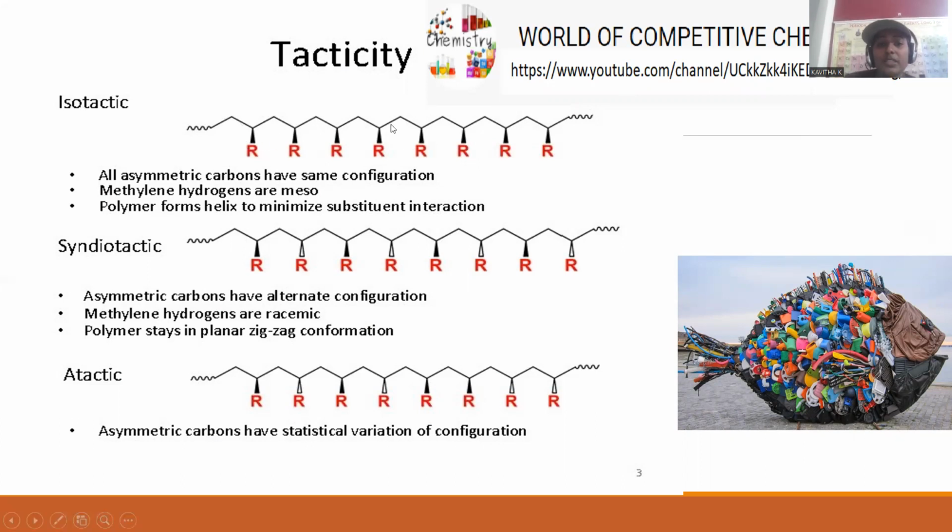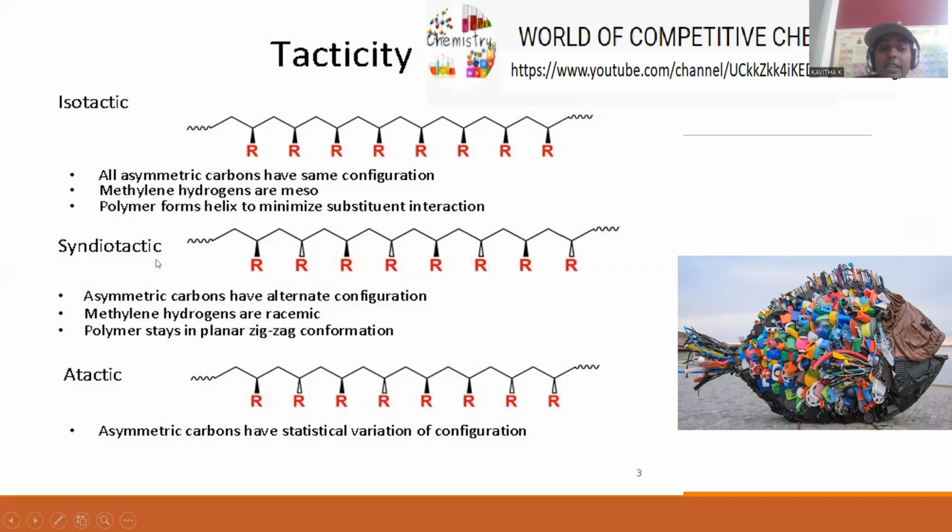If you observe the long chain polymer, all the R groups are denoted with wedge bonds only, thick bonds only. That indicates all these alkyl groups are lying towards the viewer, meaning all are on the same side. Iso means the same side. That's why isotactic denotes that all the side branches are on the same side. All asymmetric carbons have the same configuration. Methylene hydrogens are meso and form a helix that minimizes substituent interaction. This is regarded as the isotactic arrangement.